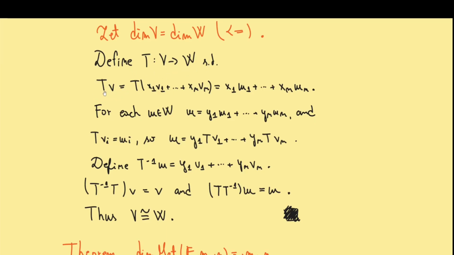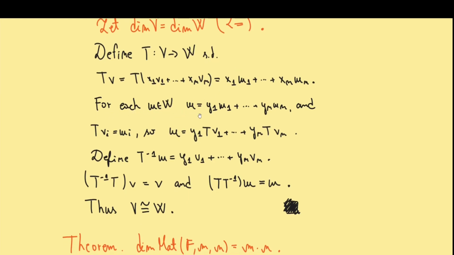So if I give you a v, you can write out v as the linear combination of the basis vectors, and I'm just going to map each of these basis vectors to the appropriate basis vector in W to get my output. So that's how we define T. And we can do this due to them having the same number of basis vectors.